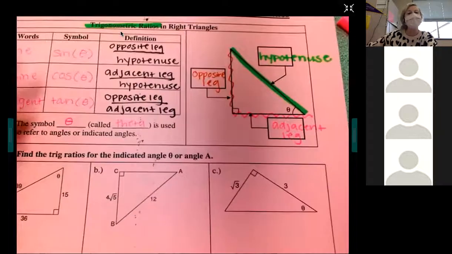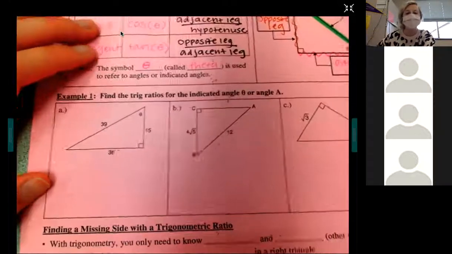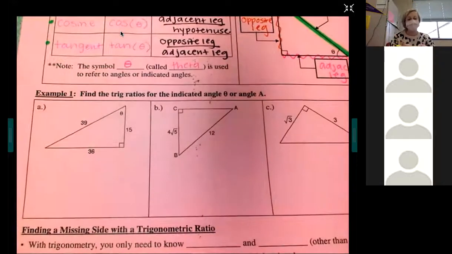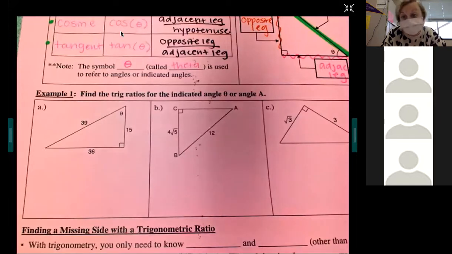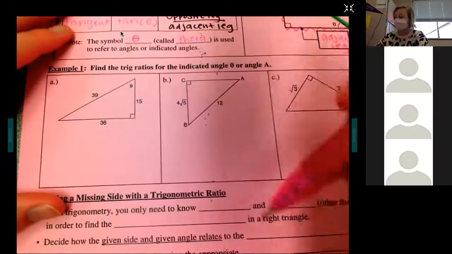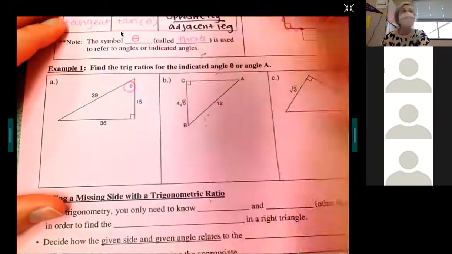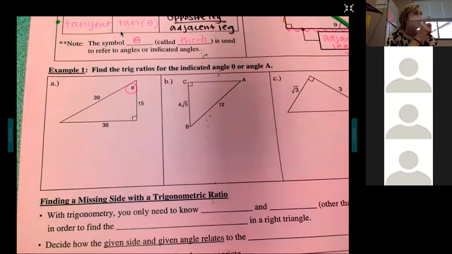All right, so everybody look, here's how we're going to use this. You ready? Look at example 1. Find the trig ratios for the indicated angle. So where is the angle in example 1A? People at home, you can just watch on this one if you're having to draw it out. Where's the angle at in example A? On the top. Very good. So let's go ahead and talk about this. You find where your angle's at. I need you to circle it. Circle your angle.